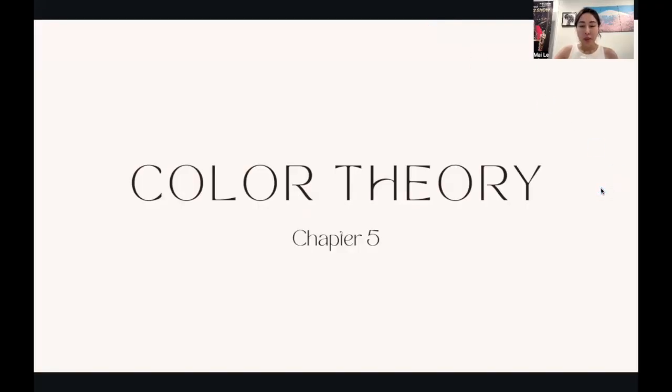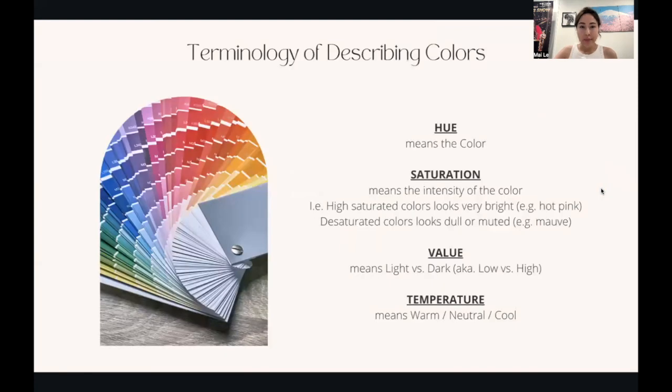In this chapter, we will talk about color theory. The terminology of describing colors can get pretty confusing when we're talking about different terminologies. And again, this is more of an art term. In layman's terms, you probably won't even need this. So basically, hue means color. It's just another way of saying color.